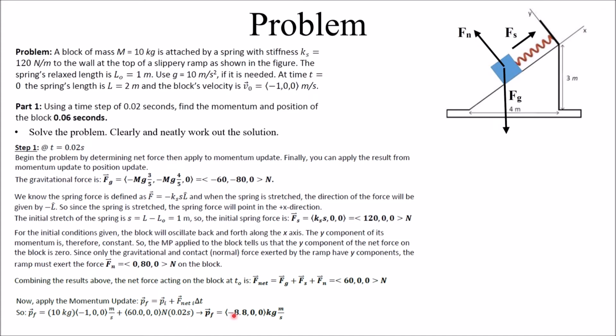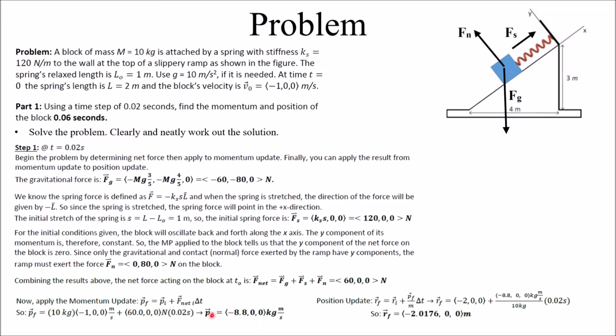We end up with a final momentum of negative 8.8, so we know that there's some negative momentum at the end of that time step. And so we'll update that position, and we know it's going to be a little bit farther down the ramp. That's what we suspect, and it is. Instead of negative 2 down the ramp in this coordinate system, we'll be a little bit farther down the ramp, at negative 2.0176.